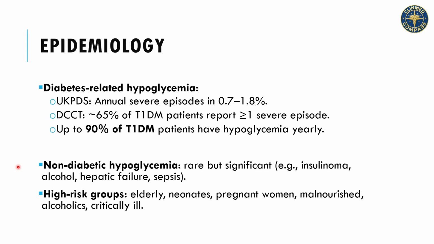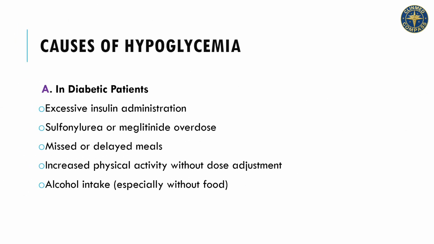The high-risk groups for hypoglycemia are the elderly, neonates and infants, pregnant women, malnourished individuals, alcoholics, and patients that are critically ill. Causes of hypoglycemia. We'll classify these into causes in diabetic patients and causes in non-diabetic patients. In diabetic patients, hypoglycemia often results from treatment-related causes, including excessive insulin administration, sulfonylurea or meglitinide overdose, missed or delayed meals, increased physical activity without dose adjustments, and alcohol intake, especially without food.